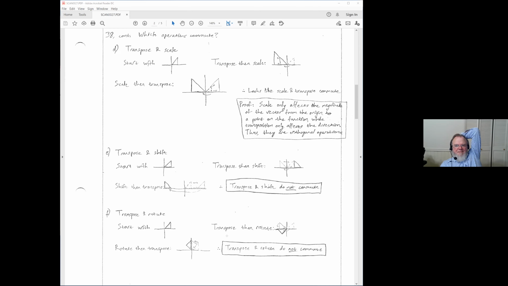Okay, right. Well, we see that things aren't so obvious. And again, this is my fault for not specifying exactly my definition of transposition in this problem. Okay, and then finally for F, transpose and rotate.